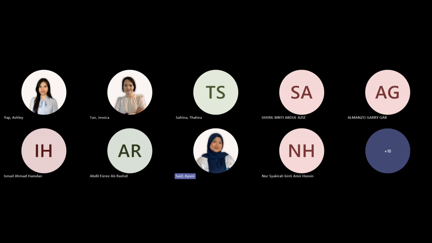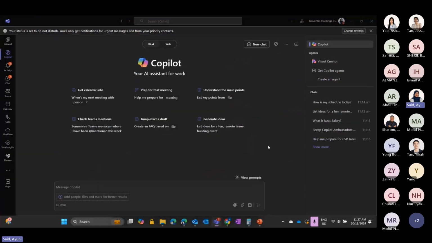So on this one, let me share back my screen. Okay, so we have a Copilot assistant here as well, your AI assistant for work, where you can get calendar info. If you see here, it's similar to the one in Outlook that I shared just now. So you can ask the same thing inside the Copilot chat in Teams as well. This is what you can always ask inside.